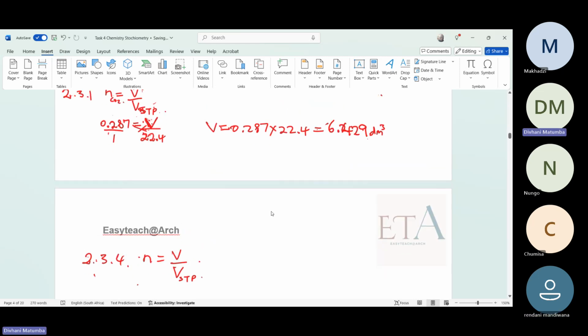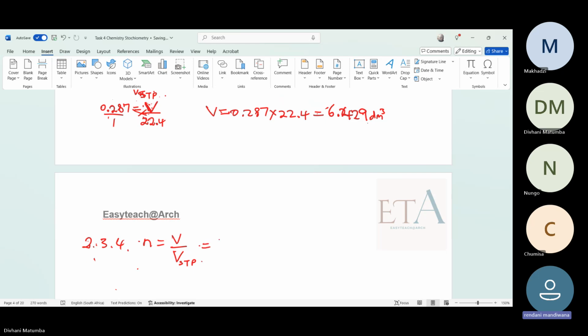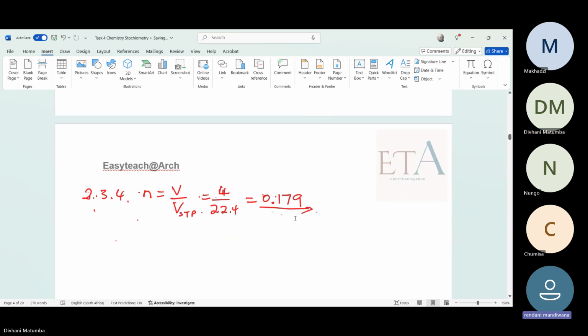Or you are trying to calculate the number of moles. Okay, no problem. 4 divided by V at STP. This is a given, 22.4. So what are you gonna get? 0.179. Okay, perfect. And from there, we could calculate the mass using the formula n is equal to small m over capital M.